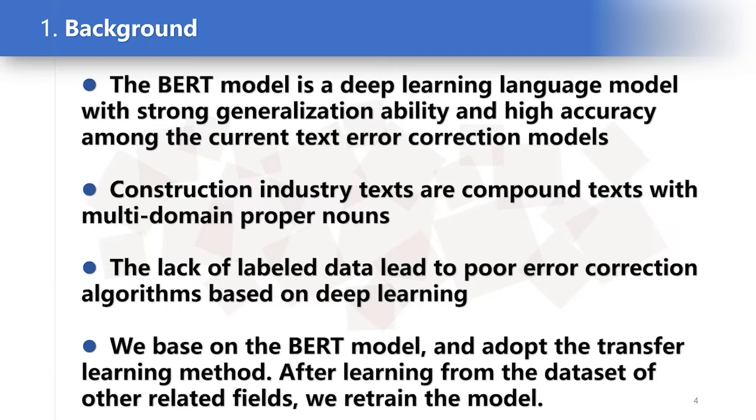However, for construction industry texts, which are compound texts with multi-domain provenance, the lack of labeled data leads to poor performance of error correction algorithms based on deep learning. So, we base on the BERT model and adopt the transfer learning method. After learning from the dataset of other related fields, we retrain the model.